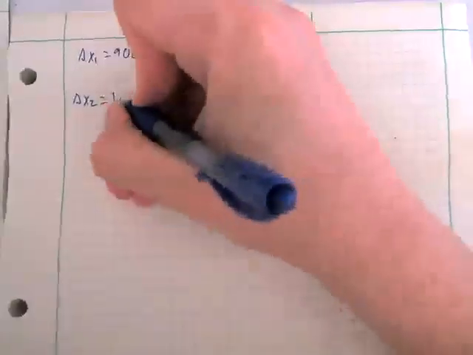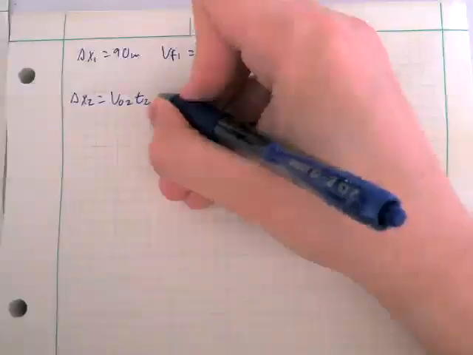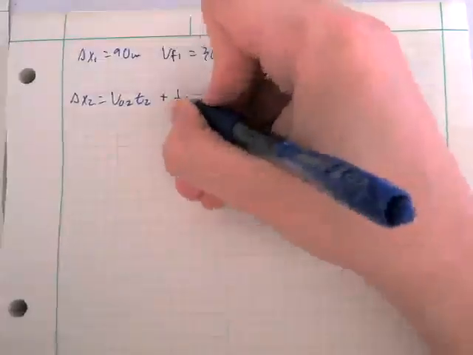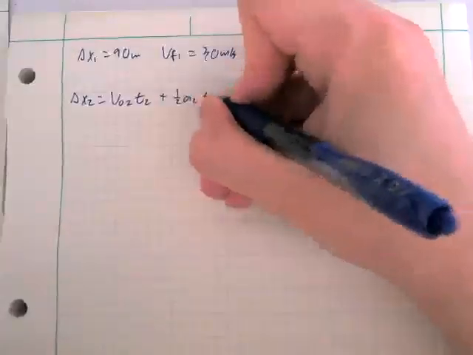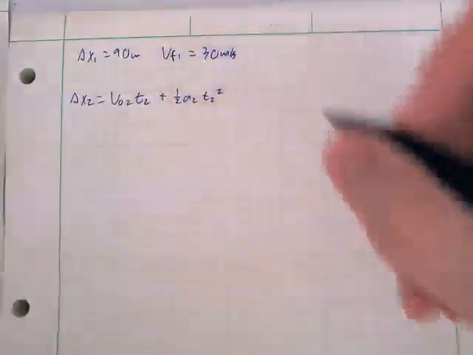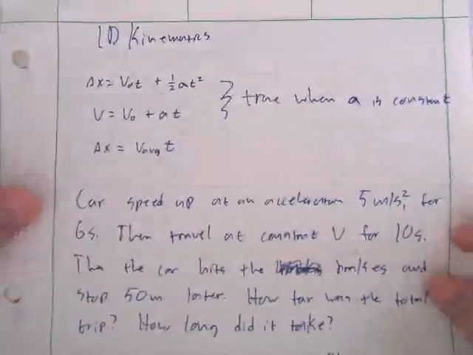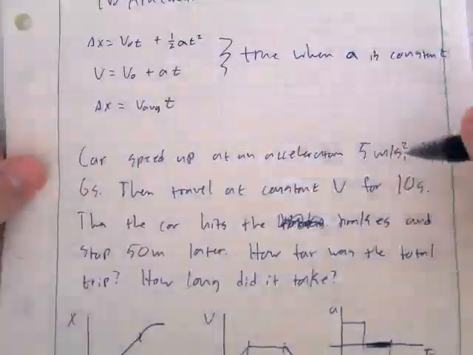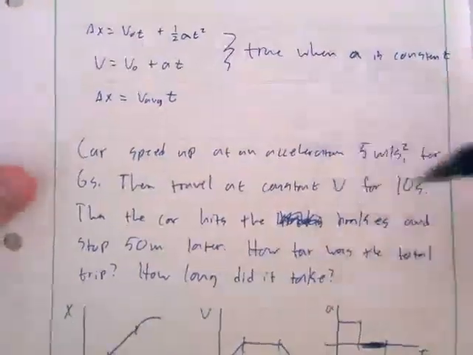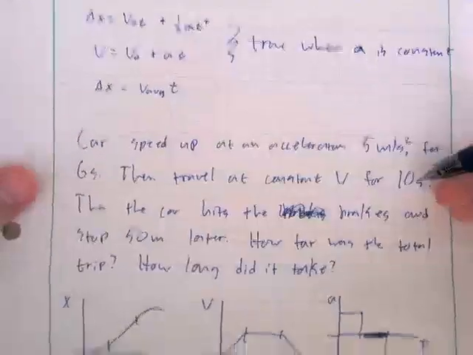Delta x2 I can write in the same way. It's v naught 2 times t2 plus 1/2 a2 t2 squared. So now what are my values for this one? We can go back and reference this again. So this is part 1. Part 2, we traveled at constant velocity, and we did it for 10 seconds, right?